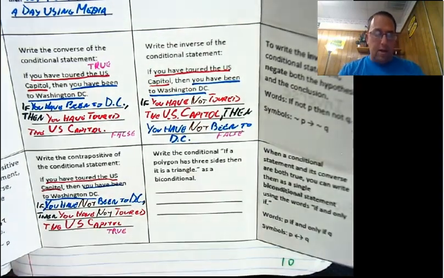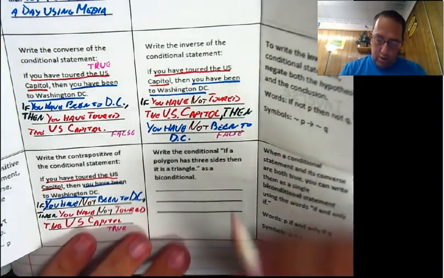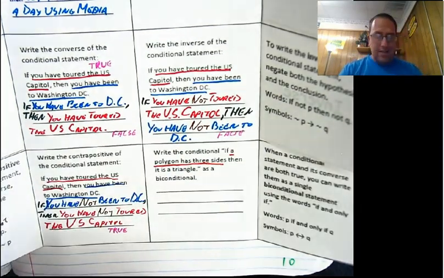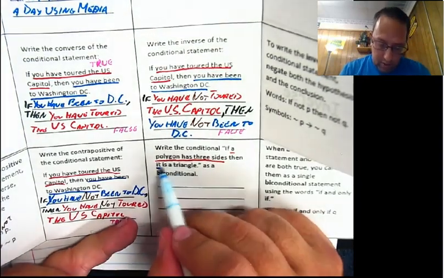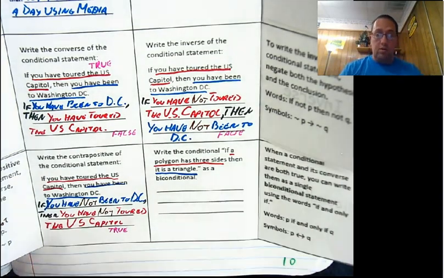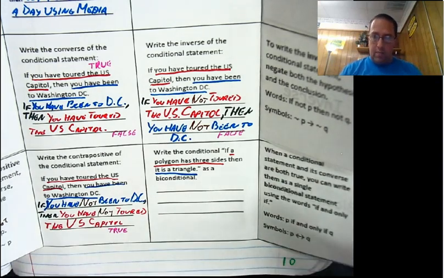All right? For example, if a polygon has 3 sides, then it is a triangle. Right? So my hypothesis, a polygon has 3 sides, then my conclusion, it is a triangle. That's true, right? If you got a shape, it's got 3 sides, it's a triangle. What if we flip that around? If a polygon is a triangle, then it has 3 sides. Is that true? Yeah, it is. So we see the conditional statement and the converse are both true, so we call this a biconditional statement.